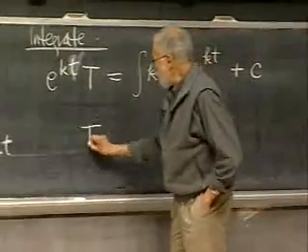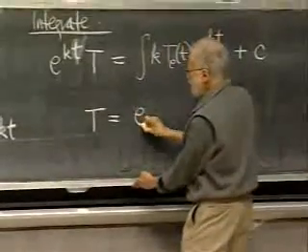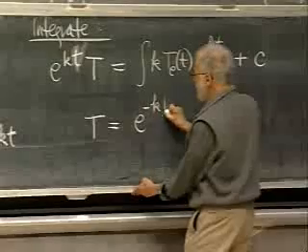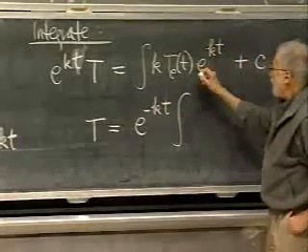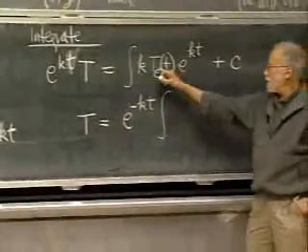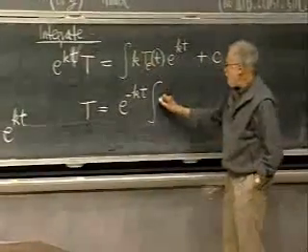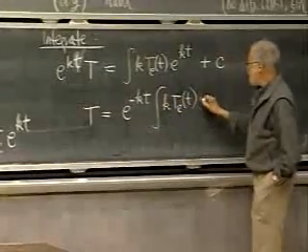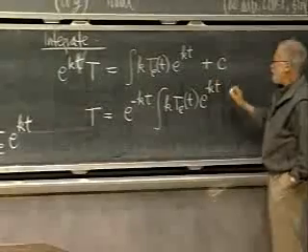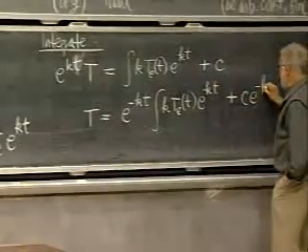So what will T be? Okay, T will look like this finally. It will be e to the negative KT, that's on the outside. Then you will integrate. Of course, the difficulty of doing this integral depends entirely upon how this external temperature varies. But anyway, it's going to be K times that function which I haven't specified, e to the KT, plus C times e to the negative KT.